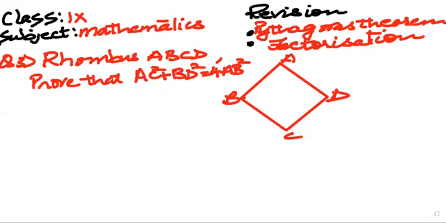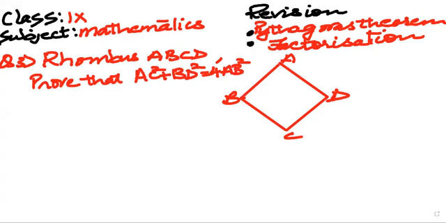Now children, let us discuss question number 3. Now children, in this question, you are given with the rhombus ABCD. You can check out in the figure. This is your ABCD rhombus. And you have to prove that AB square is equal to AC square plus BD square.